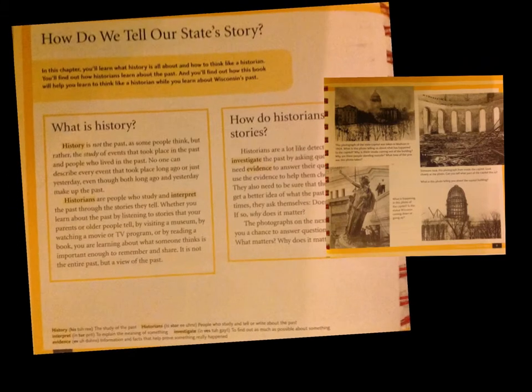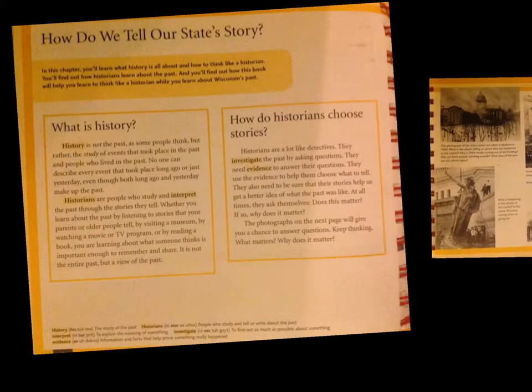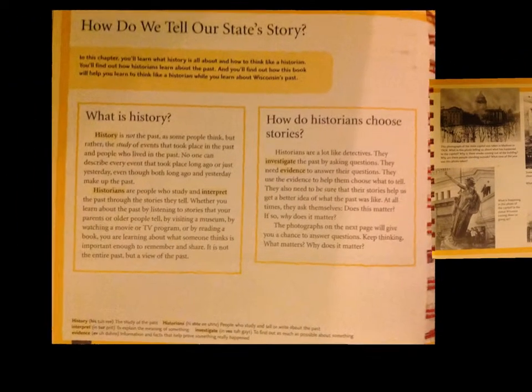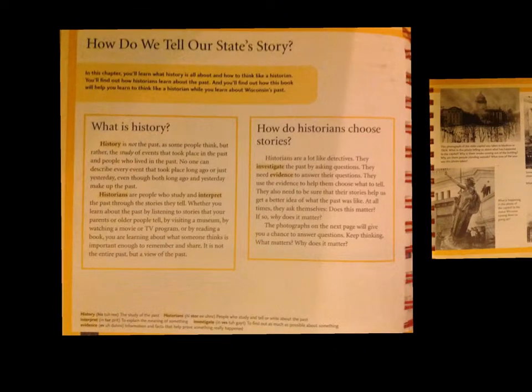Now turn to page 4. This is what page 4 looks like. At the top it says, how do we tell our state's story? And then it says, in this chapter, you'll learn what history is all about and how to think like a historian. You'll find out how historians learn about the past, and you'll find out how this book will help you learn to think like a historian while you learn about Wisconsin's past. So we're learning two things. We're learning about Wisconsin's past, and we're also learning how to think like a historian.